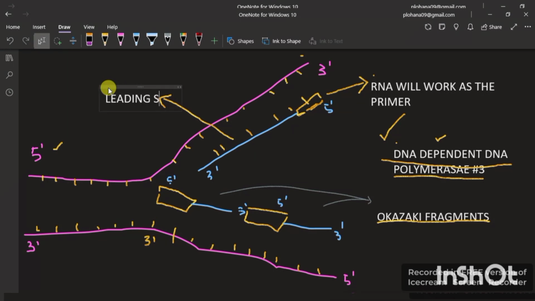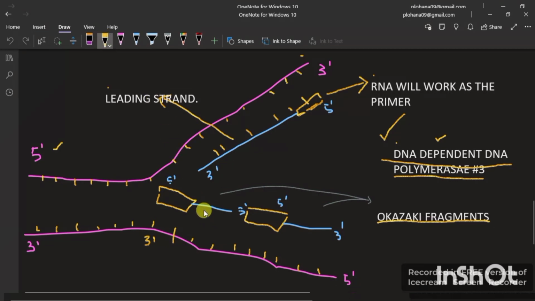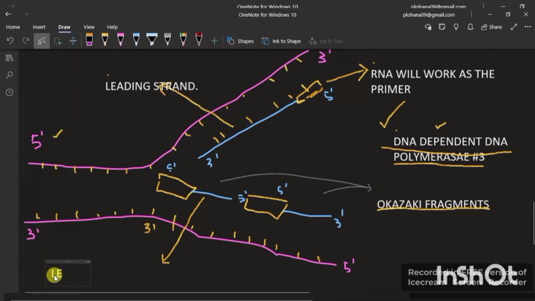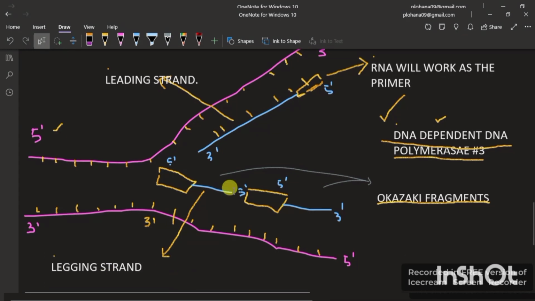Leading strand. Alright, because we don't have to put the primers over and over again so that it can be made, it is the leading strand because we have to place the primer just once. Talking about the second one, it is the lagging strand because we have to put primers over and over again so that it can be made. Alright, so this is the lagging strand.